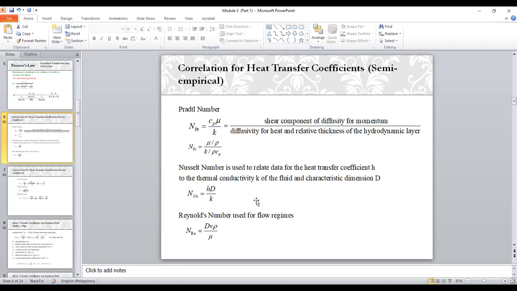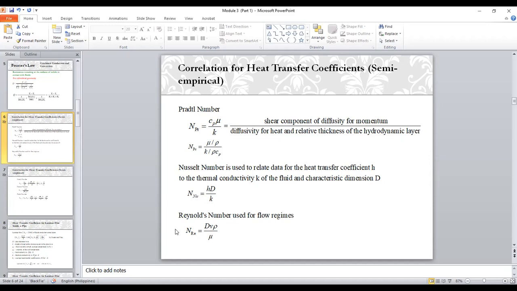Now, another formula that we can use is the Nusselt number, which is used to relate the heat transfer coefficient H to the thermal conductivity K of the fluid and the characteristic dimension D. So you have the Nusselt number here. Now, here you already see the heat transfer coefficient H. Oftentimes, class, we get our H from the formula of the Nusselt number. We solve the Nusselt number value, we equate it to this equation. That way we can get the H that we will substitute to our basic formula for convective heat transfer.